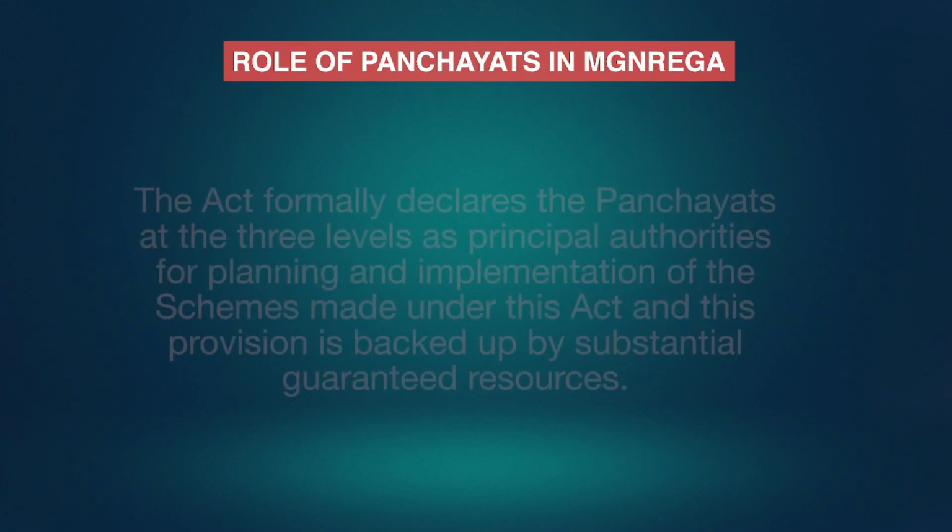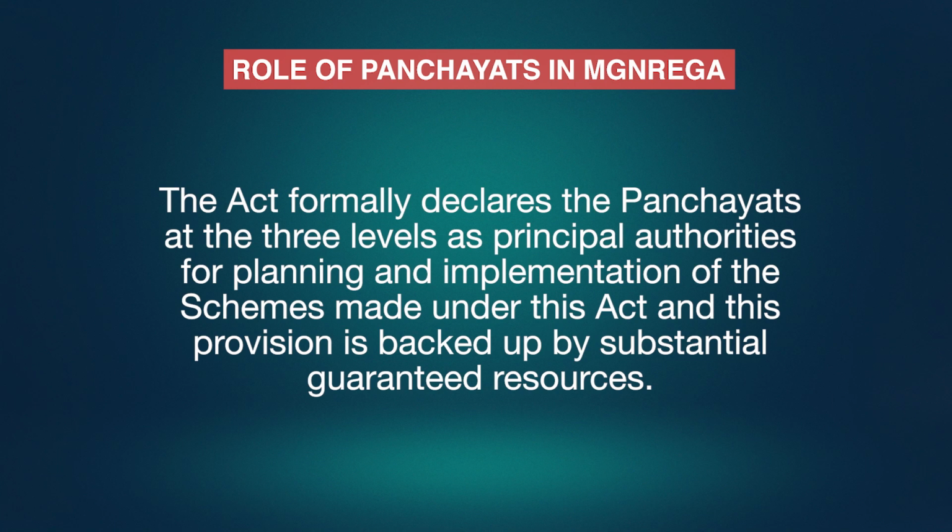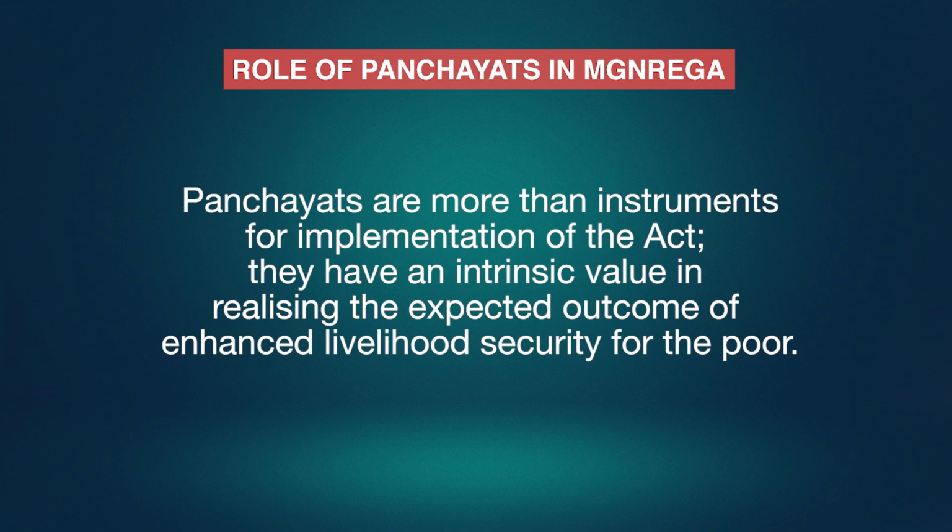Let us try to understand how this entire scheme is implemented at the panchayat or local level. The Act formally declares the panchayats at the 3 levels as principal authorities of planning and implementation of this scheme. Panchayats are more than authorities for implementation of the Act because they have an intrinsic value in ensuring enhanced livelihood security of the rural citizens residing in that particular area of the Gram Panchayat.